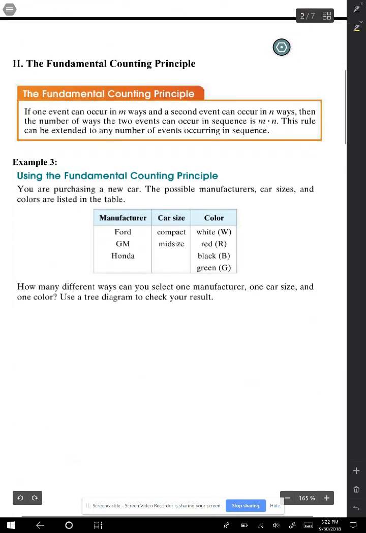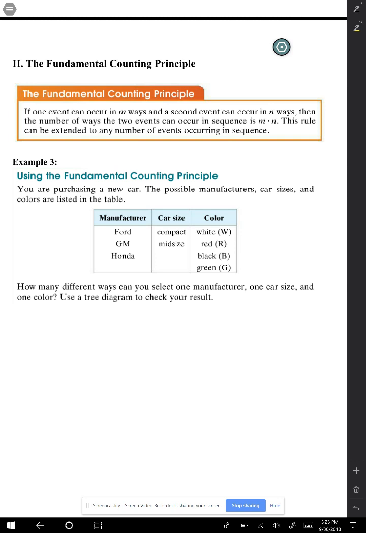The second part of this lesson is the fundamental counting principle. This is a way to determine how many different ways events can occur without actually having to draw a tree diagram every time. And I will draw a tree diagram on this next example to show you how it works with the counting principle. But then on the example following that, we'll look at one where it would be almost impossible to draw out all the possibilities. So the fundamental counting principle allows us to figure out the number of different ways something can occur without actually drawing it out.